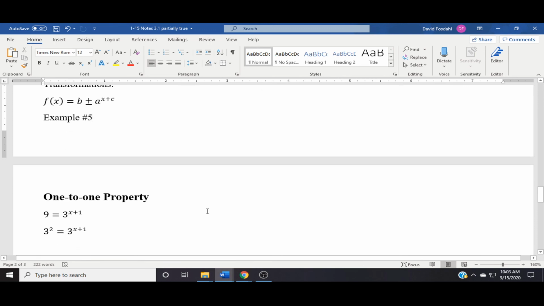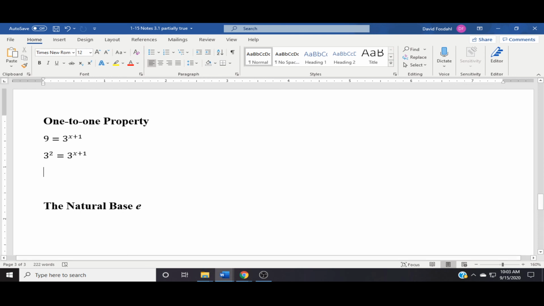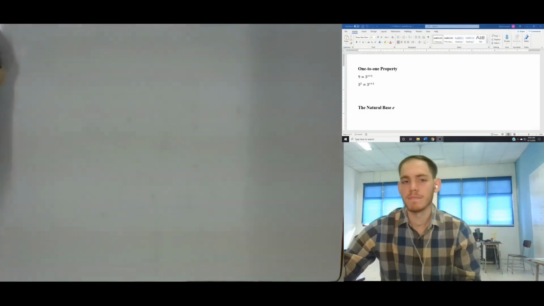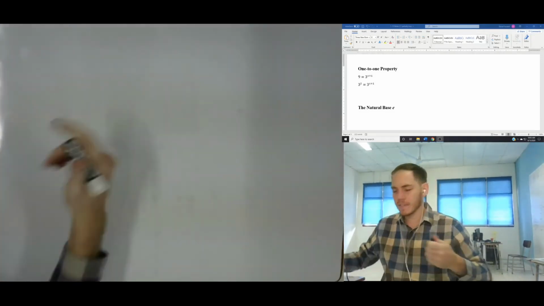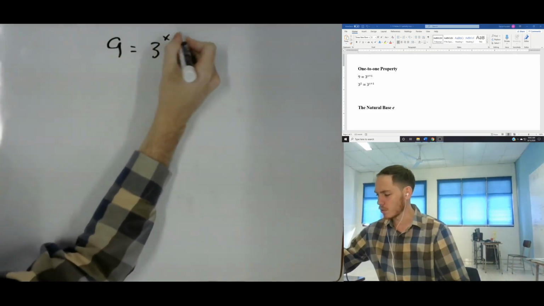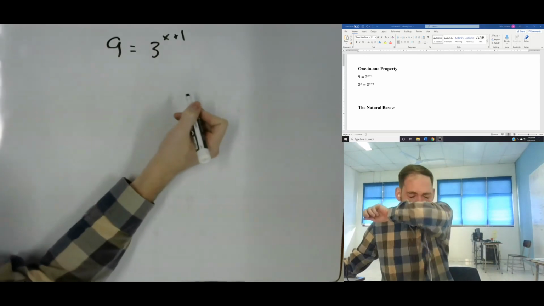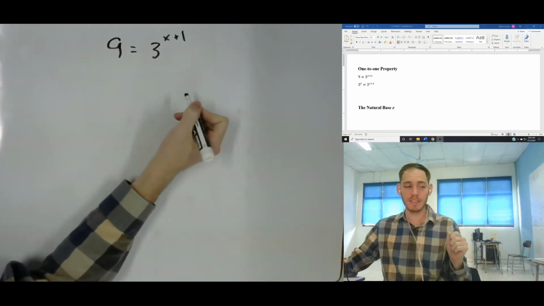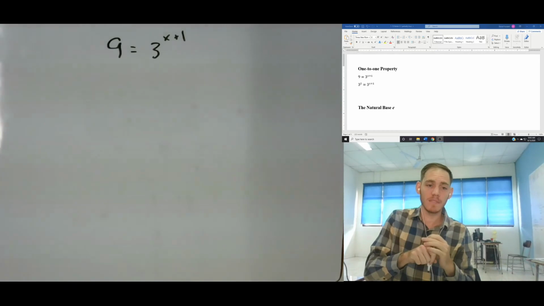Okay, this is example 5. If you want to look at it, it goes through different ones. One-to-one property. Let's actually look at this because this one is important for how we will do the homework, because I feel like it is a good lesson. So we're going to look at that. Okay, so the one-to-one property: if you have something like 9 equals 3 to the x plus y. Oh, thank you. We'll come back to this actually in the next video.